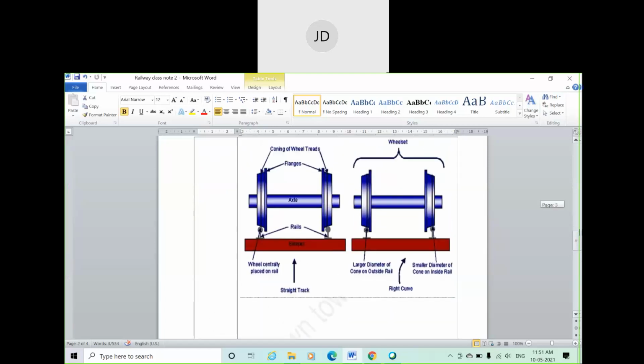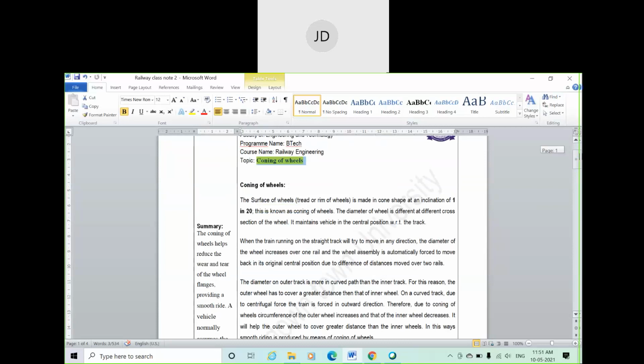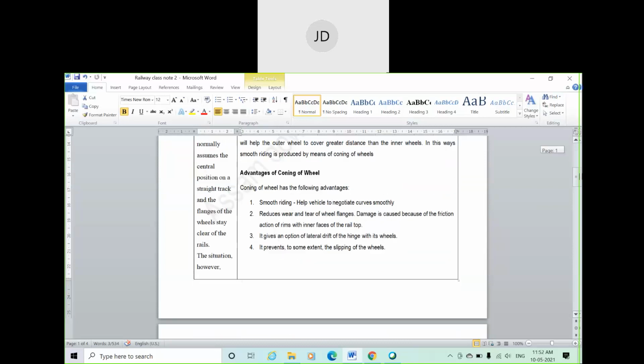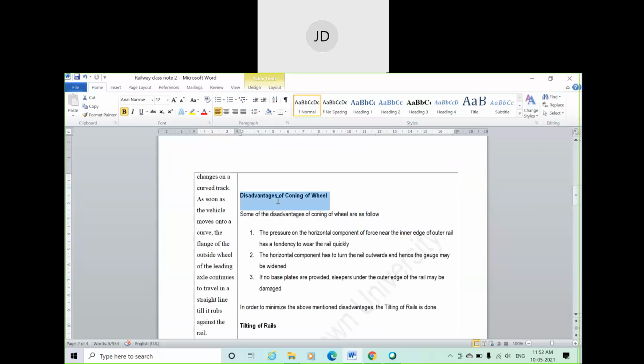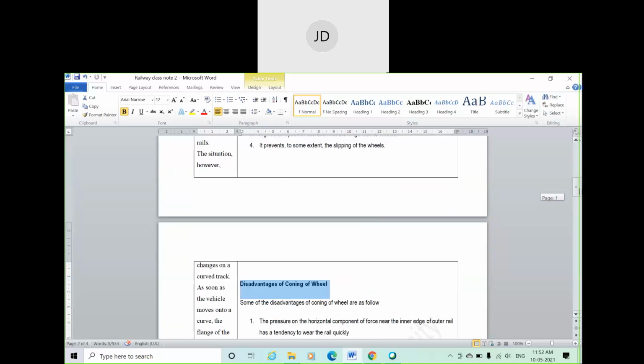Okay, so till now any doubt? So this is all about your coning of wheel. What is coning of wheel? How is it provided? Why is it provided? What are the advantages of coning of wheel? What are the disadvantages of coning of wheel? And how to minimize the disadvantages of coning of wheel? We have discussed this in this class. Is there any doubt till now?